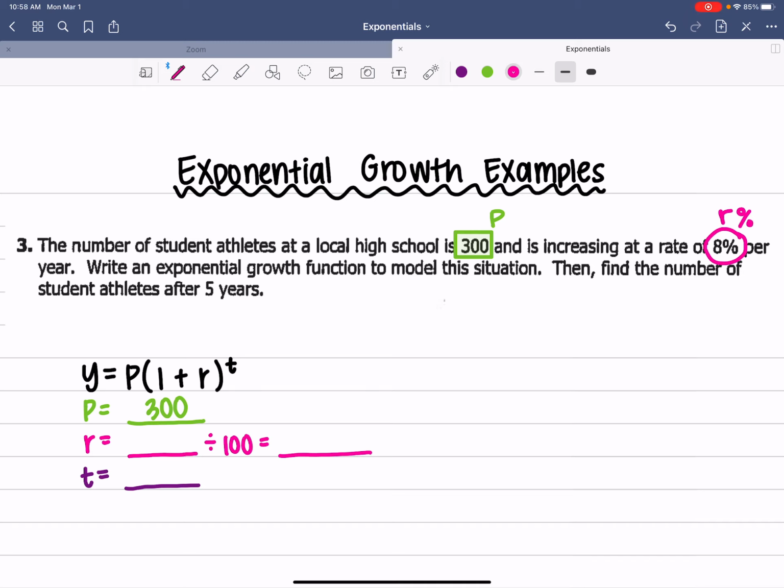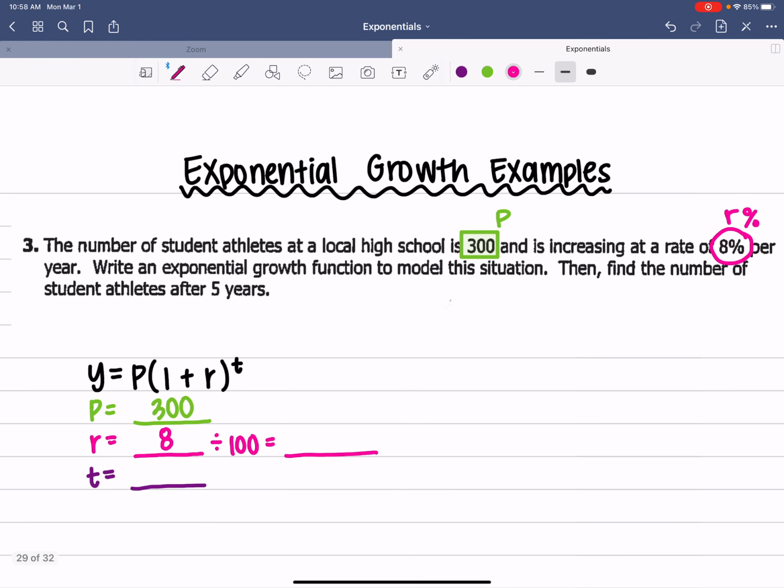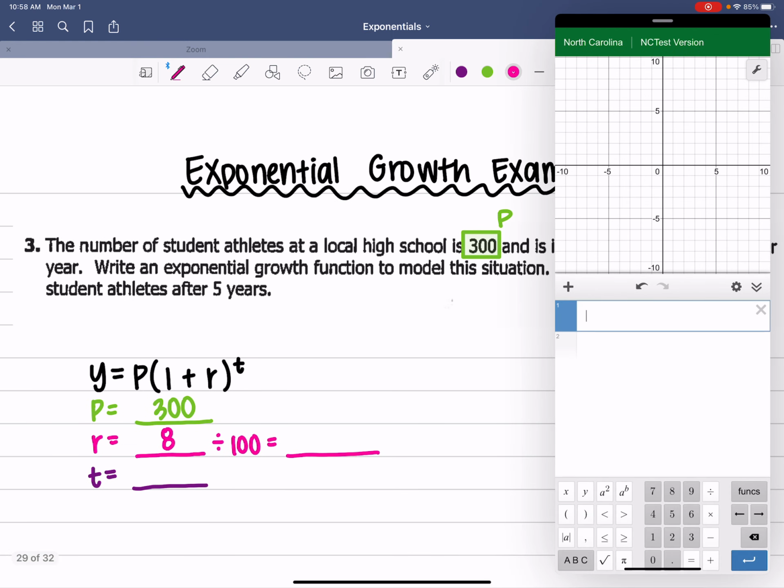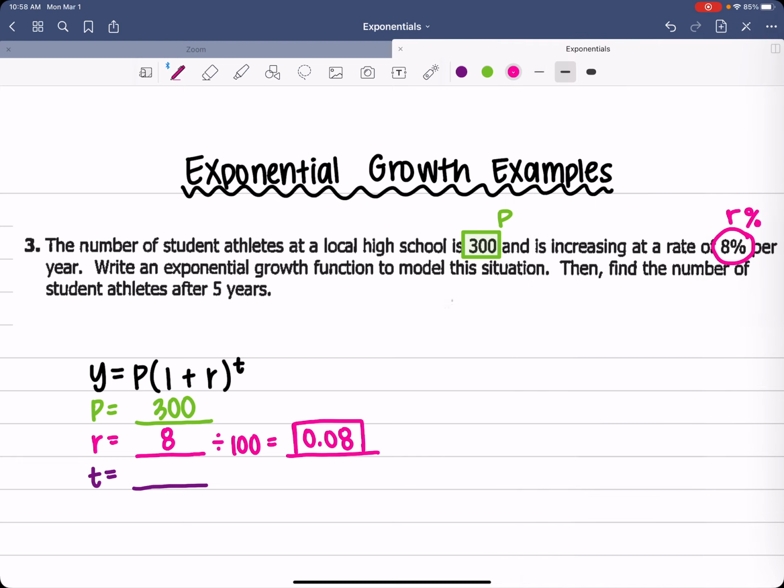So we want to turn that into a decimal. So we're going to do 8 divided by 100. And if you still need to type that into Desmos, that's perfectly fine. You're just going to type 8 divided by 100, and that gives you 0.08. So that's the number that's going to go in as r in the equation.